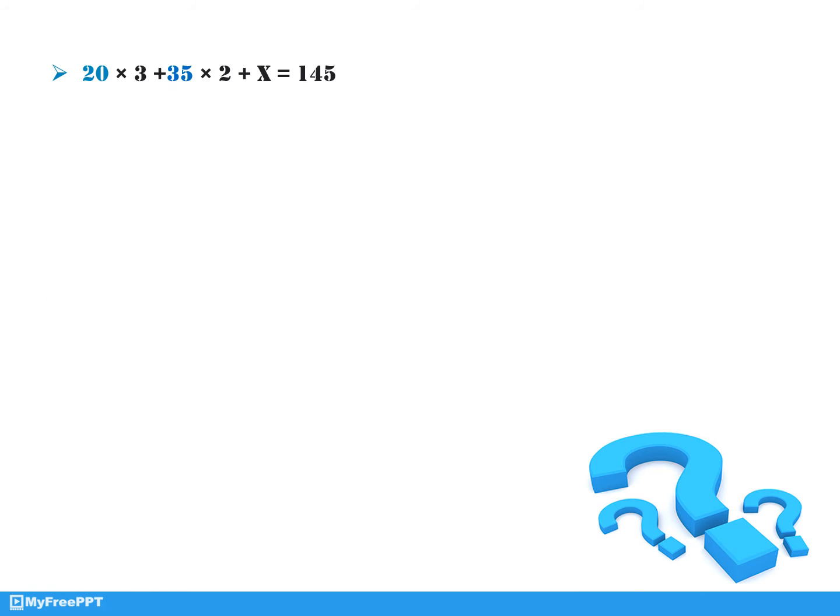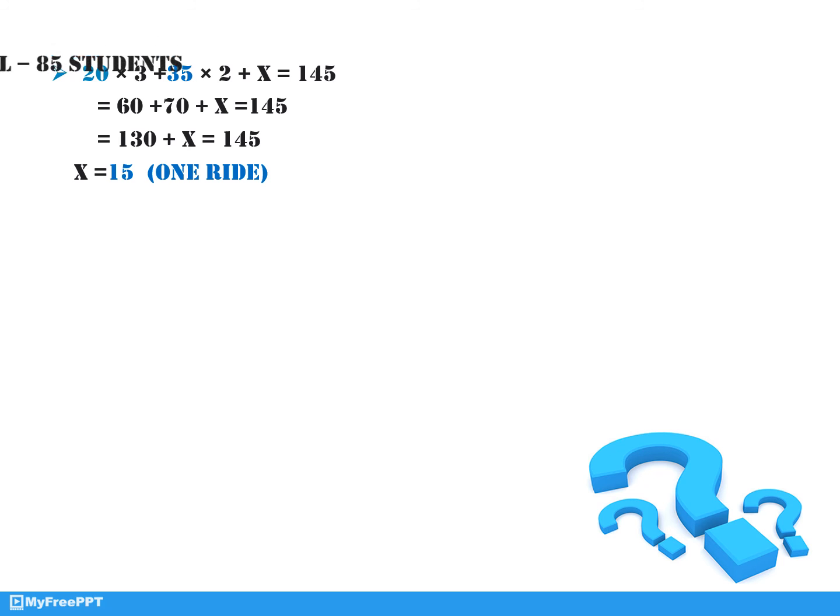From these we can form a new equation: 20 into 3, that means 20 students went on 3 rides, plus 35 students went on 2 rides, that is 35 into 2, plus some students went on 1 ride, which we don't know, so we assume that as x, equals 145. Total 145 rides. From this equation we can easily find x: 60 plus 70 plus x is equal to 145. 130 plus x is equal to 145, so x is equal to 15. That means 15 students took one ride.